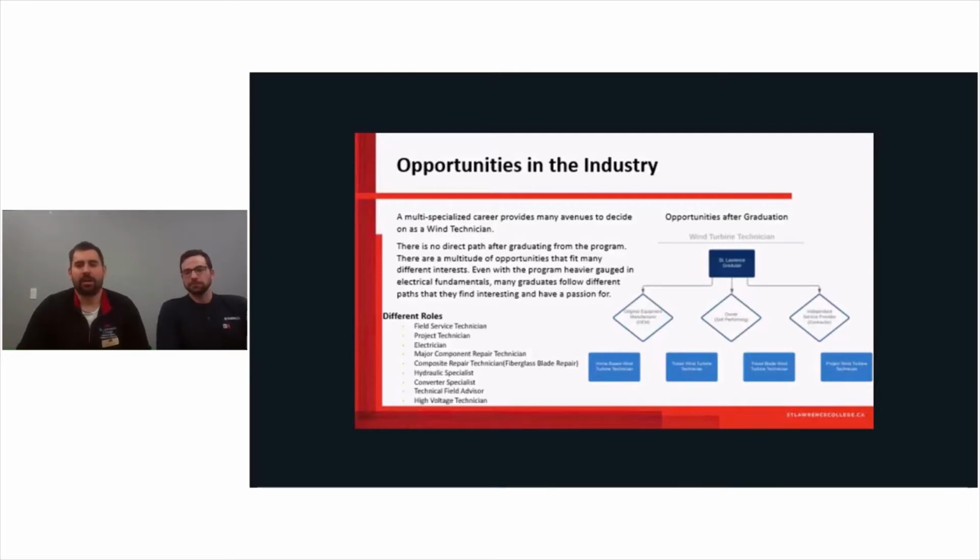Other roles you can go into are blade wind turbine technicians. That's a completely different specialization. There's tons of work for blade repair. So we're talking about inspections on blades, composite repairs for major, minor, and moderate damages. You'd be working inside and outside of the blade, either off of a platform or rope access, depending on the company you work for.